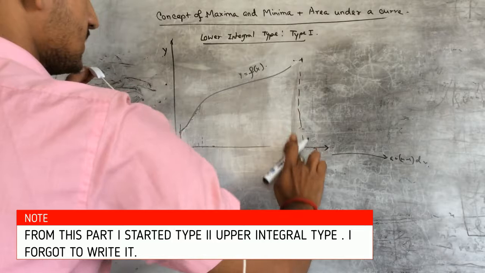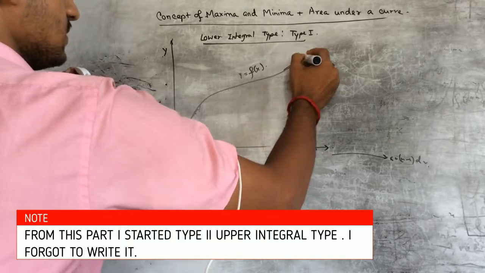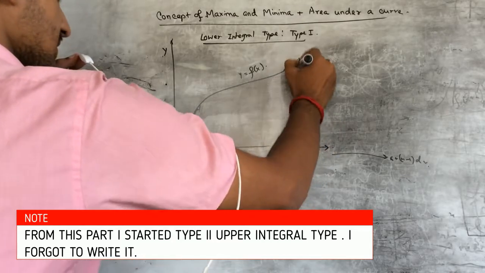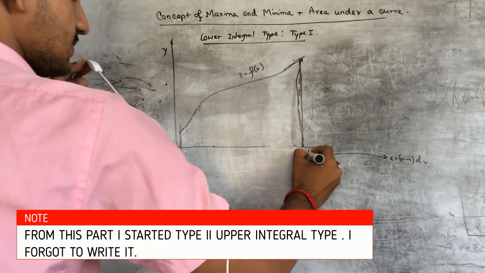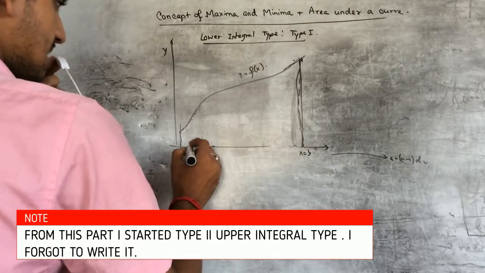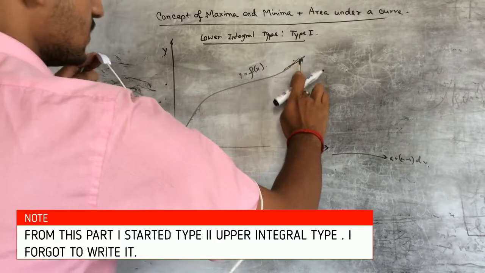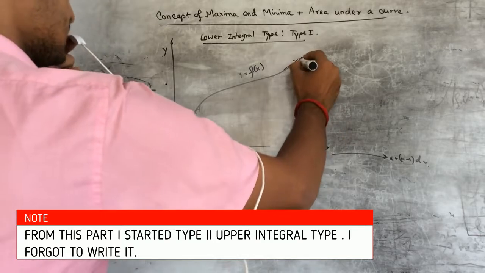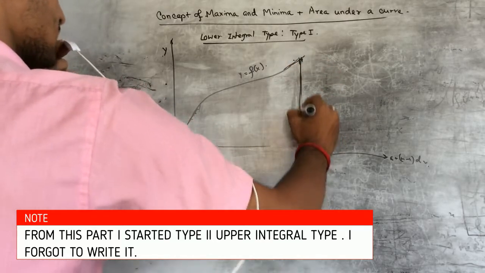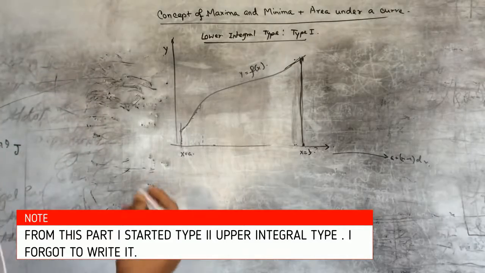We'll take the area from b. If this is x equals b and this is x equals a and this is the function, so first we started from x equals a and calculated the strips' area and summed them up.